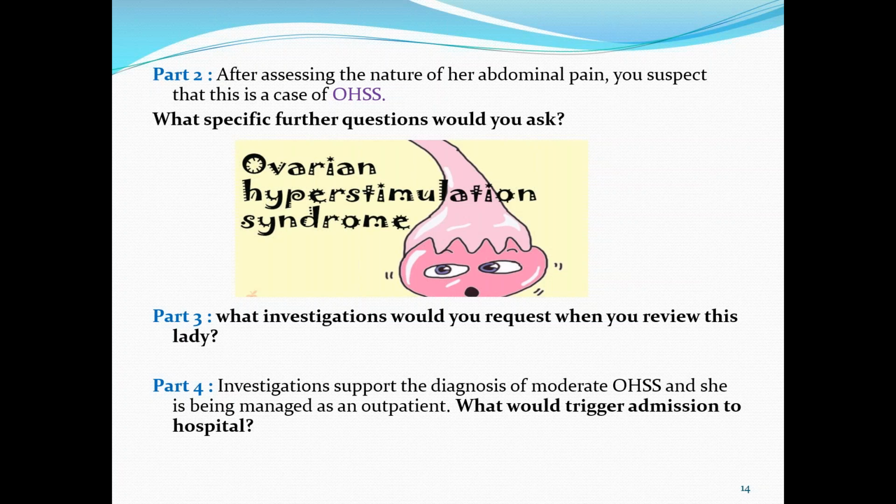Okay. So investigation supports diagnosis of moderate ovarian hyperstimulation syndrome and she's being managed as an outpatient. What would trigger admission to hospital? Okay, so I would tell her about all the red flags. I would tell her that if she has any difficulty in breathing, any chest pain, if she is not able to keep anything down, if she has persistent vomiting, if there is increasing abdominal distension, or if the pain is not getting better with the medicines which we prescribe, then she has to report either to accident and emergency, or to the fertility clinic, or to the GP.